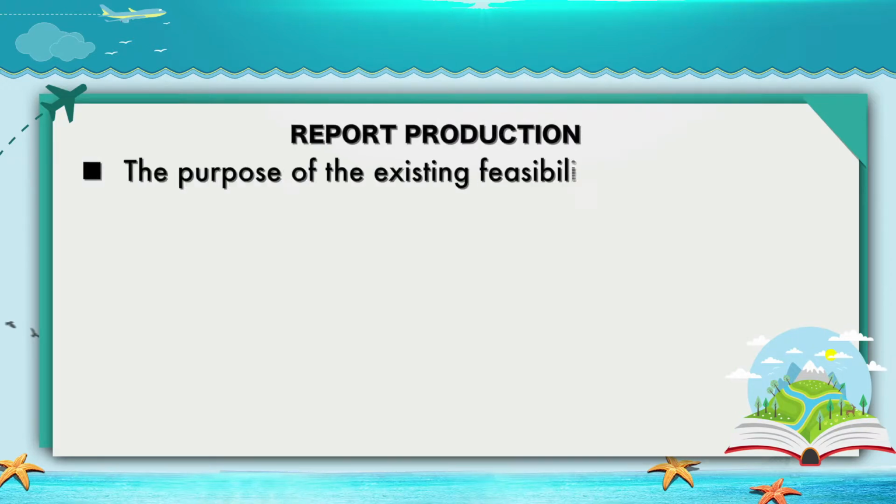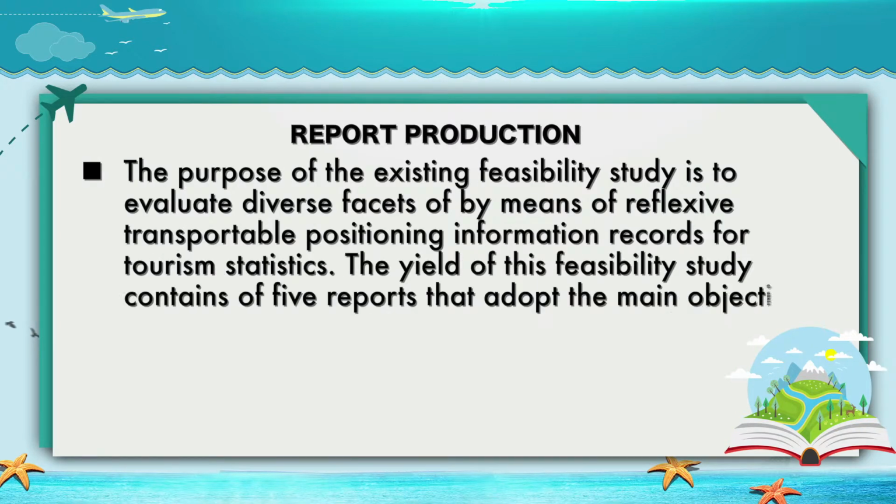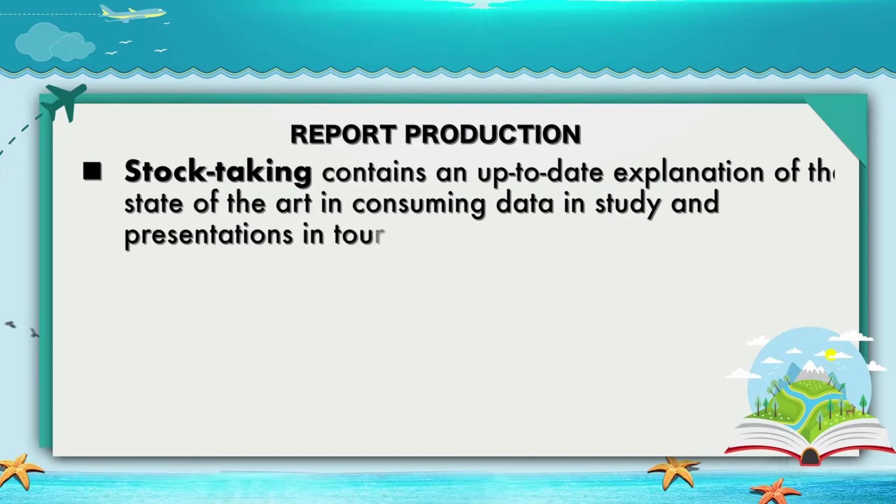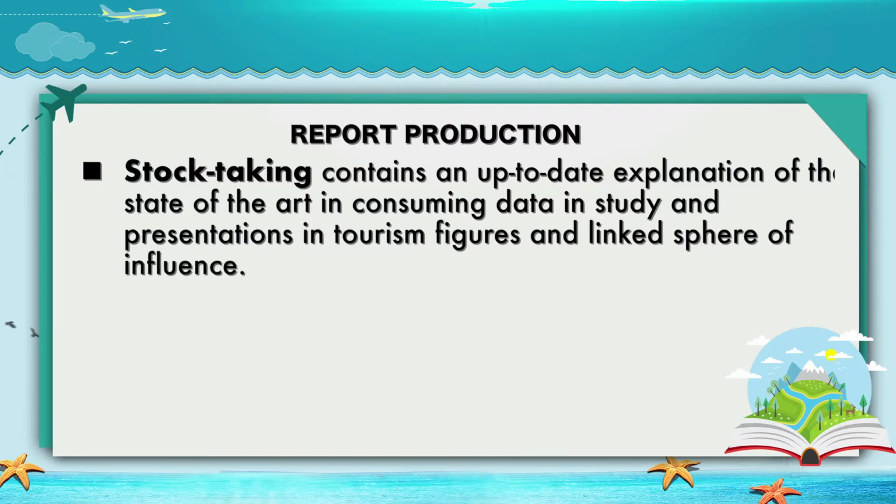Report production. The purpose of the existing feasibility study is to evaluate diverse facets by means of reflexive, transportable, positioning information record for tourism statistics. The yield of this feasibility study consists of 5 reports that adopt the main objective from different aspects. These reports are: stock taking, which contains an up-to-date explanation of the state of the art in consuming data in study and presentation in tourism figures and linked sphere of influence.